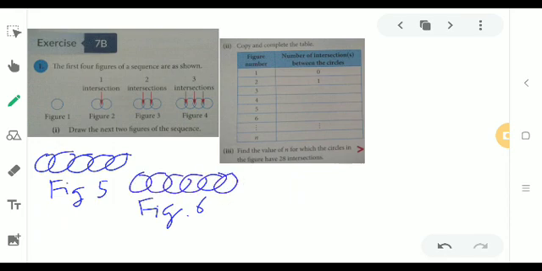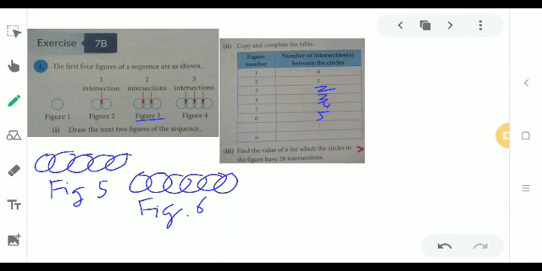That's pretty easy. So what about 2? Copy and complete the tables. So we can see here from the first figure, the number of intersections is 0. There is no intersection there. Figure number 2, there is 1 intersection. Figure number 3, as we can see here, the number of intersections is 2. Figure 4, there are 3 intersections. And figure 5, based on what we have drawn here, we have 4 intersections. Figure 6 has 5 intersections.